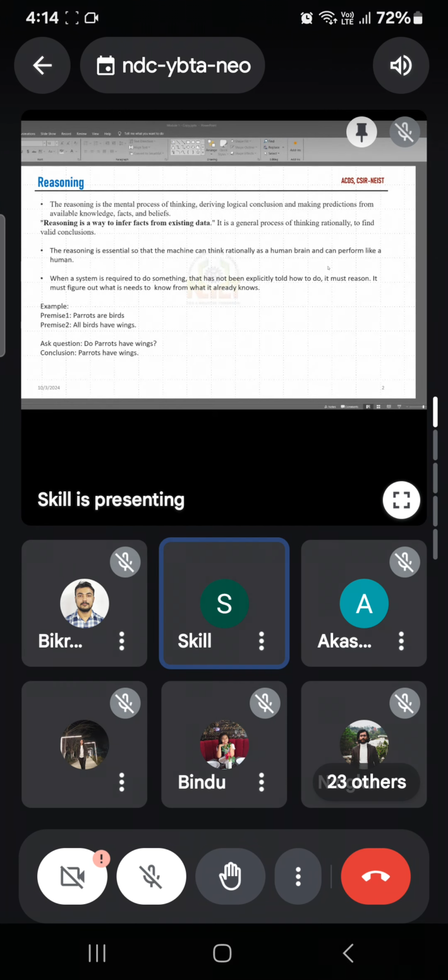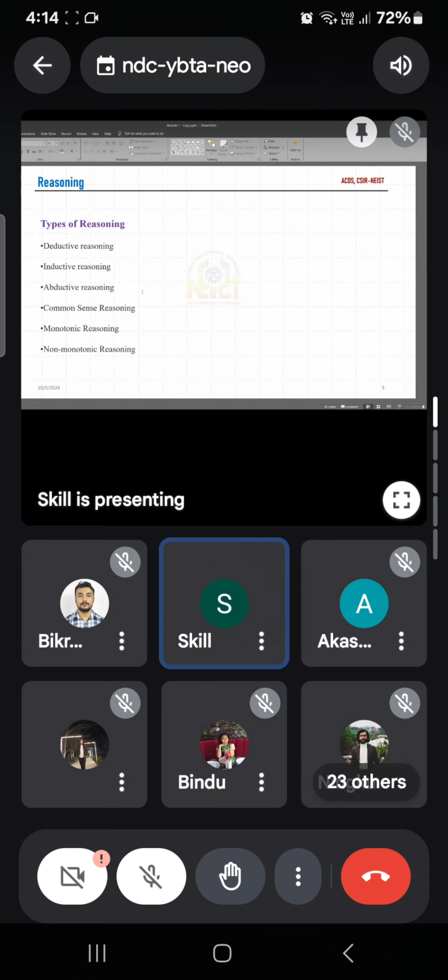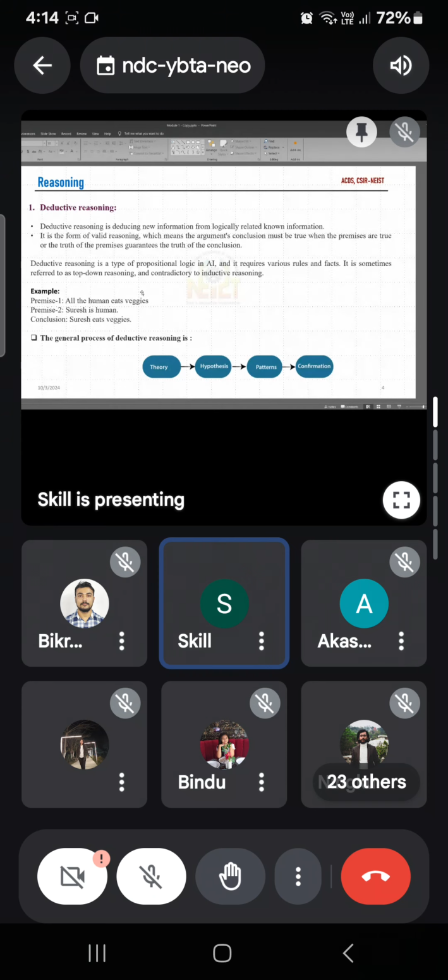Then we will now move on to the different types of reasoning. So we have deductive reasoning, inductive reasoning, abductive reasoning, common sense reasoning, monotonic reasoning, and non-monotonic reasoning. These are some of the types of reasoning. First, we will move on to deductive reasoning.